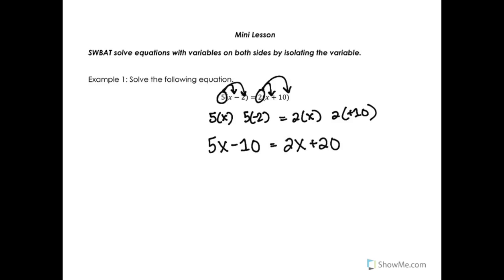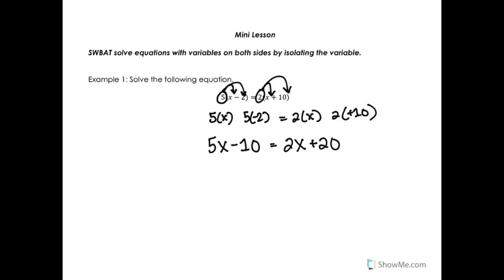So I did 5 times x to give me 5x. I did 5 times negative 2 to give me negative 10. And on the right hand side, in order to free that x + 10, I have 2 times x, which is 2x, and 2 times positive 10, which is positive 20. So now I have an equation that looks very similar to the ones that we've worked in the previous lesson. So now I can start solving for the variable that I need, in this case x.